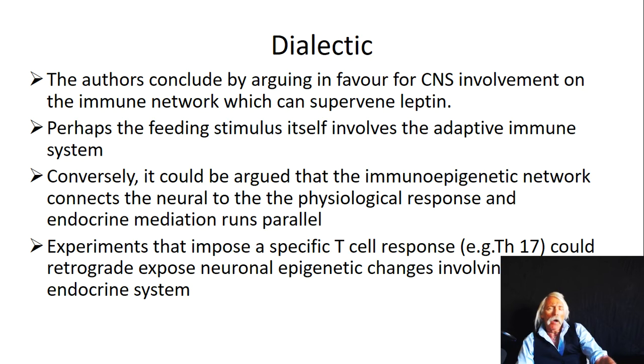The authors conclude by arguing in favor of CNS involvement on the immune network, which can supervene leptin. I think we were pretty clear that's what the evidence shows. Perhaps the feeding stimulus itself involves an adaptive immune response. Adaptive immune response, you see? Conversely, now this is my caveat to this, it might be argued that the immunoepigenetic network connects the neural to the physiological response, and endocrine mediation runs parallel.